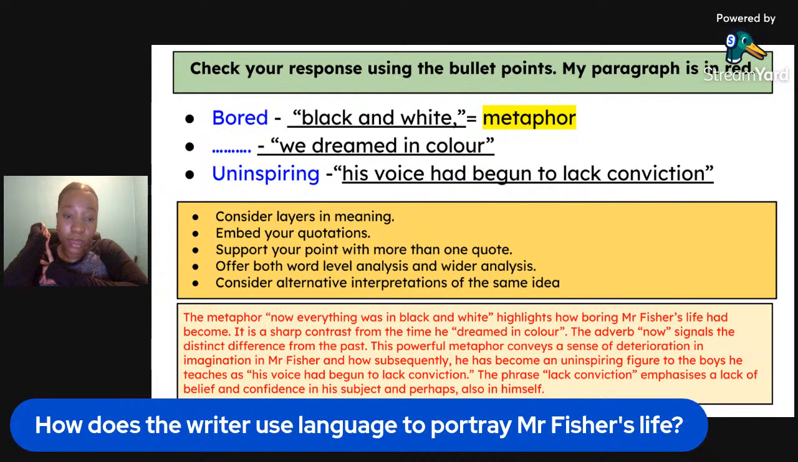You've got layers in meaning. You have word level analysis as well as wider analysis. I think you've considered layers in meaning as well. You have. As well as alternative interpretations. So you've got all 5 bullet points in there. So well done. Well done for that.